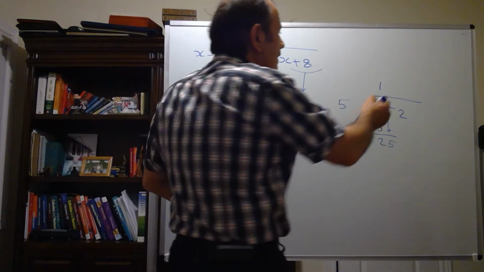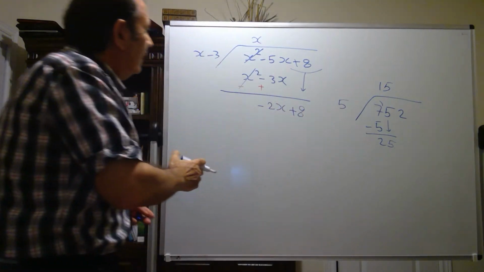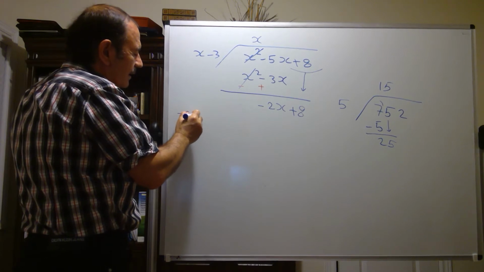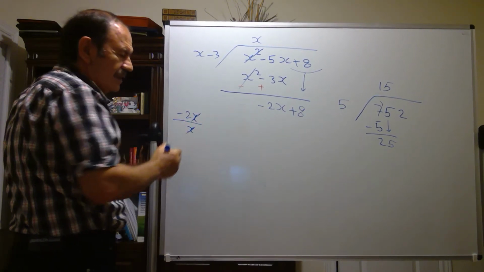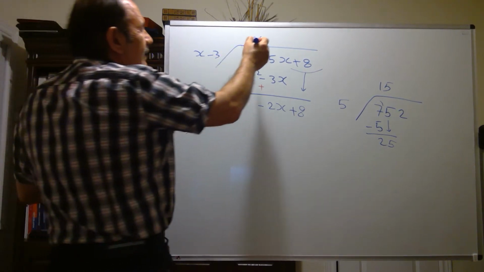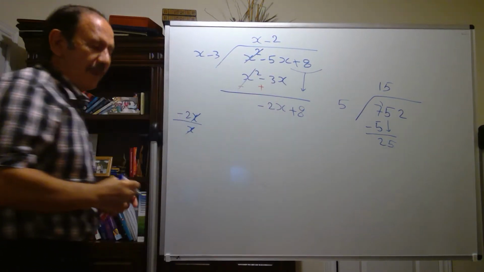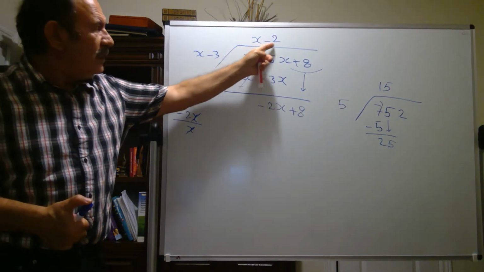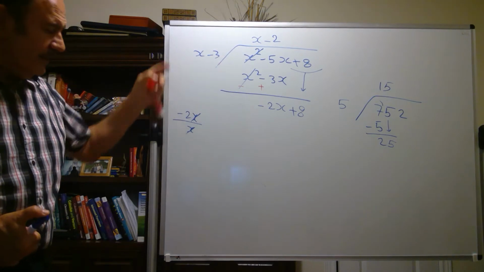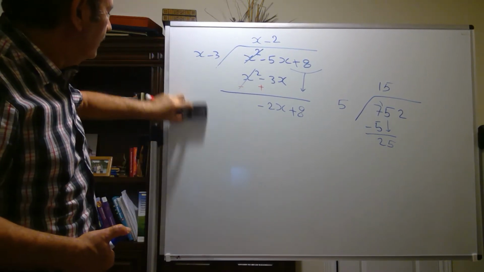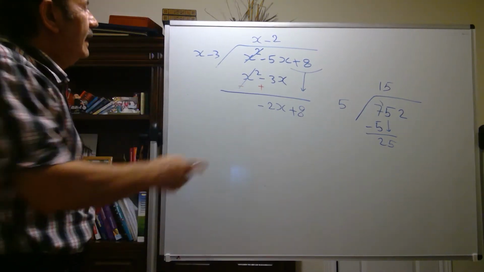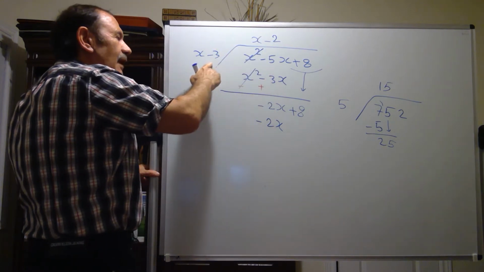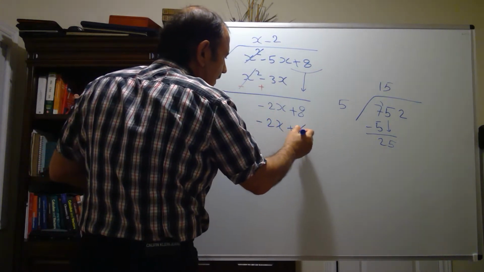We start the procedure from the beginning. Do the same thing here. Negative 2x divided by x is going to be negative 2. These 2x cancel each other, is negative 2. Put the negative 2 here. Now multiply the negative 2 by the whole of this expression. Negative 2 times x is negative 2x. Negative 2 times negative 3 is positive 6.